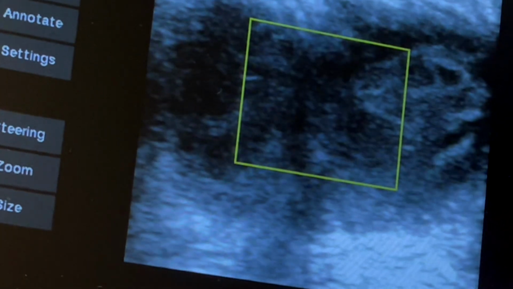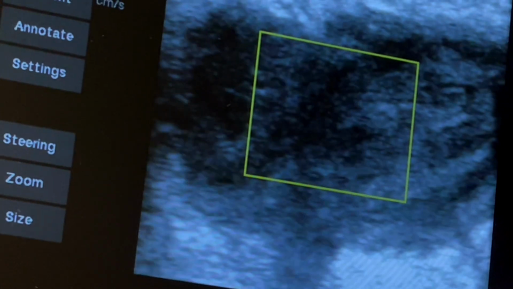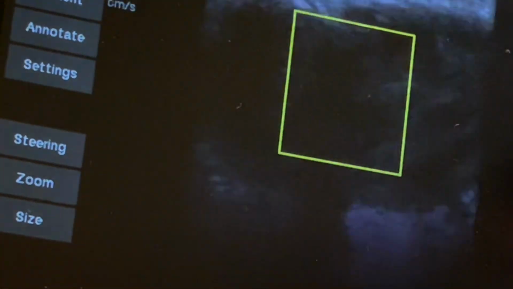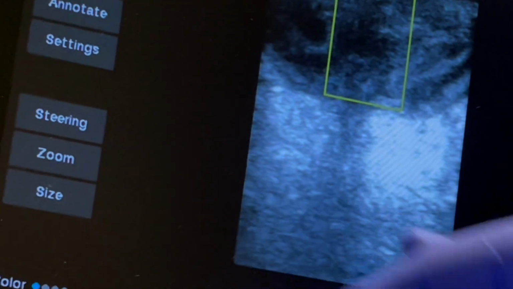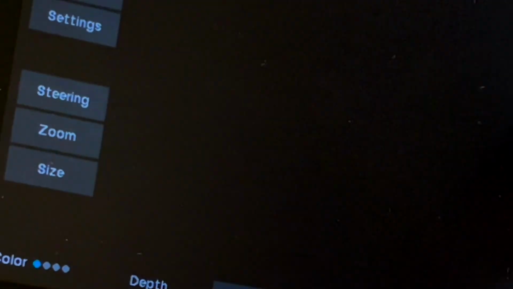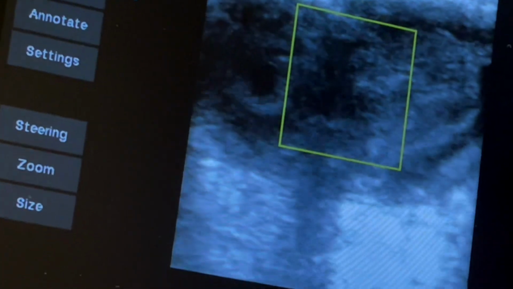So this would be a good candidate for bedside drainage. It's not super deep. You know, if this were several more centimeters down, you may want to do a surgical consult, but this is superficial enough where we can access this and drain it at bedside.